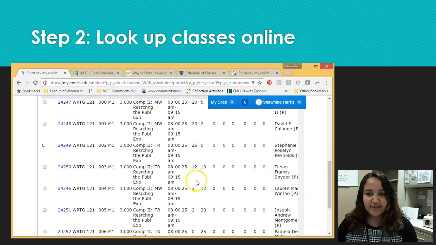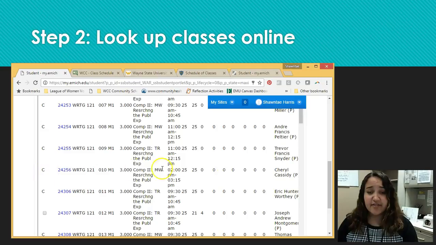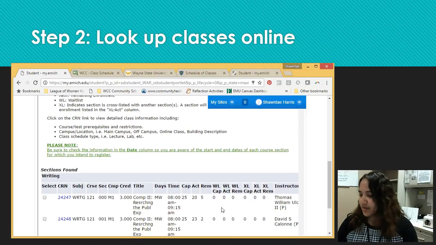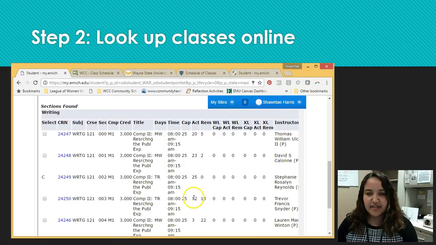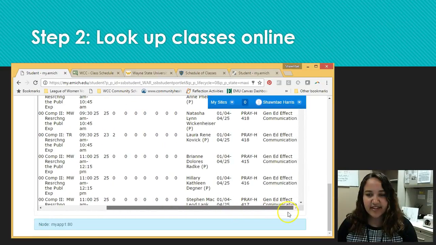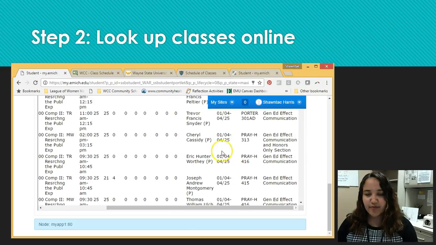And you can see that for this class, there are a lot of options, and a lot of them are already full. You can see over here, the little C means it's closed. I can't click on it, just select it. You can see some of the options that we talked about before, with the capacity and the actual remaining. You can see the instructors listed over on the right here. You can see the time and the date range that the classes run from.